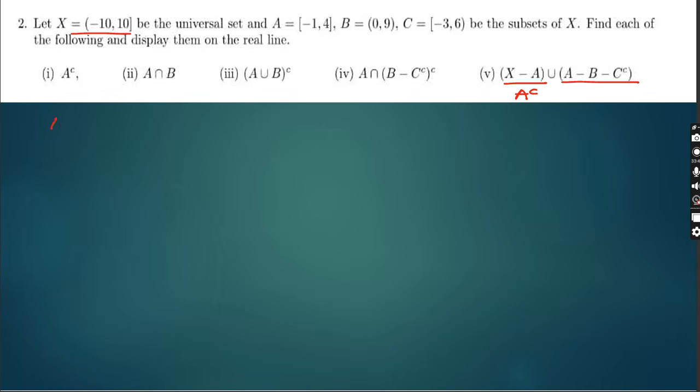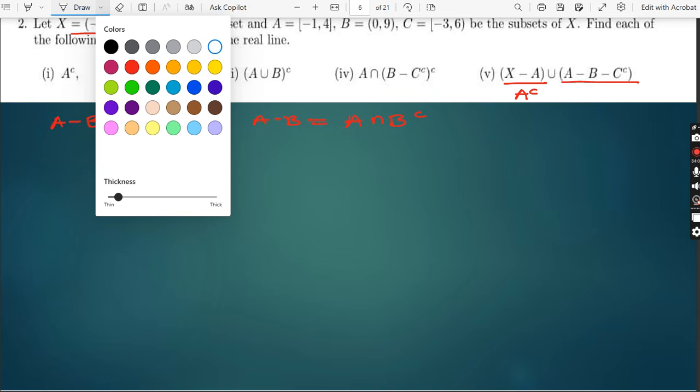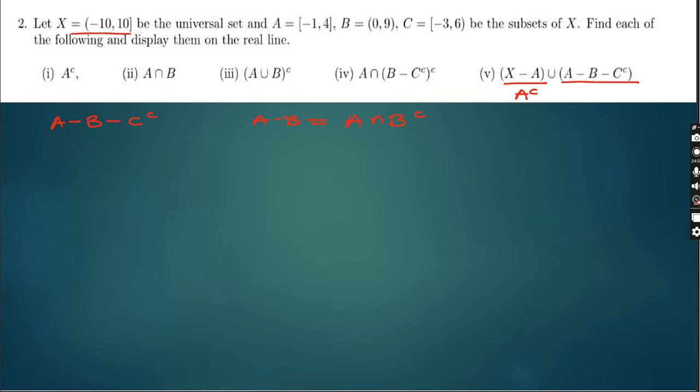So let's go ahead. I want to simplify this. What I want you to apply is the concept of A minus B is equal to A intersection B complement. This concept is very important. Like I said, if you miss it, you miss everything about simplifying sets and displaying them on the number line. So since this is the same as this, this part is going to be written as A intersection B complement.